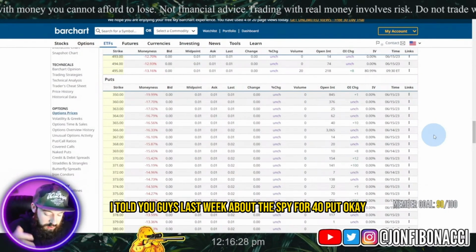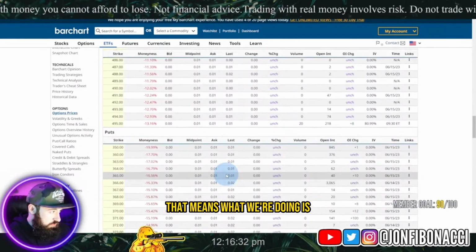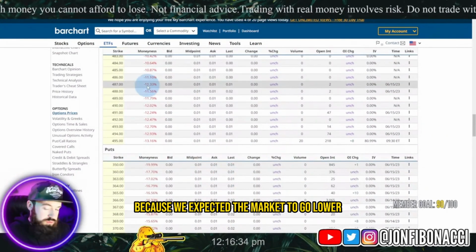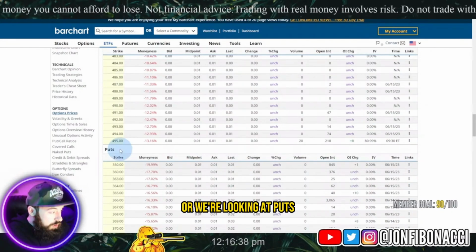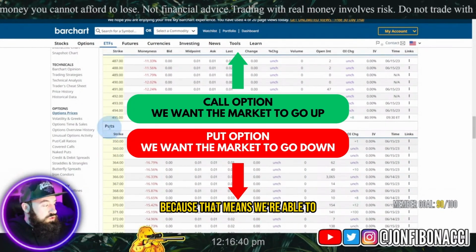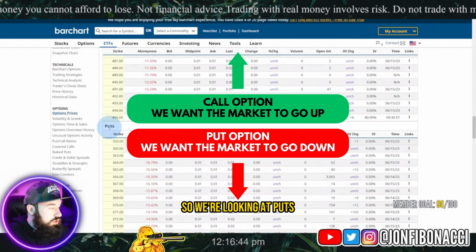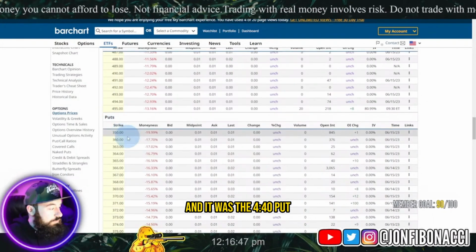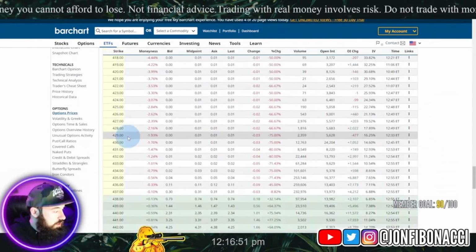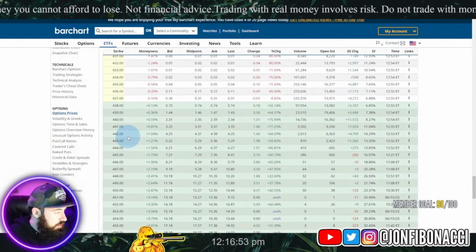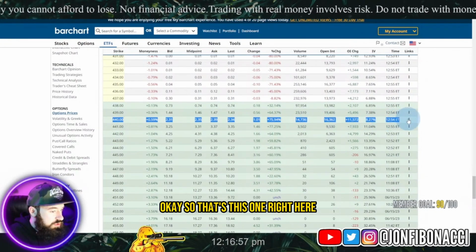I told you guys last week about the SPY 440 put. So that means what we're doing is we're not looking at calls because we expected the market to go lower. We're looking at puts because that means we're able to potentially make money if the market goes lower. So we're looking at puts, and it was the 440 put, which means we're going to come all the way down here to where it says 440, which is here. So that's this one right here.